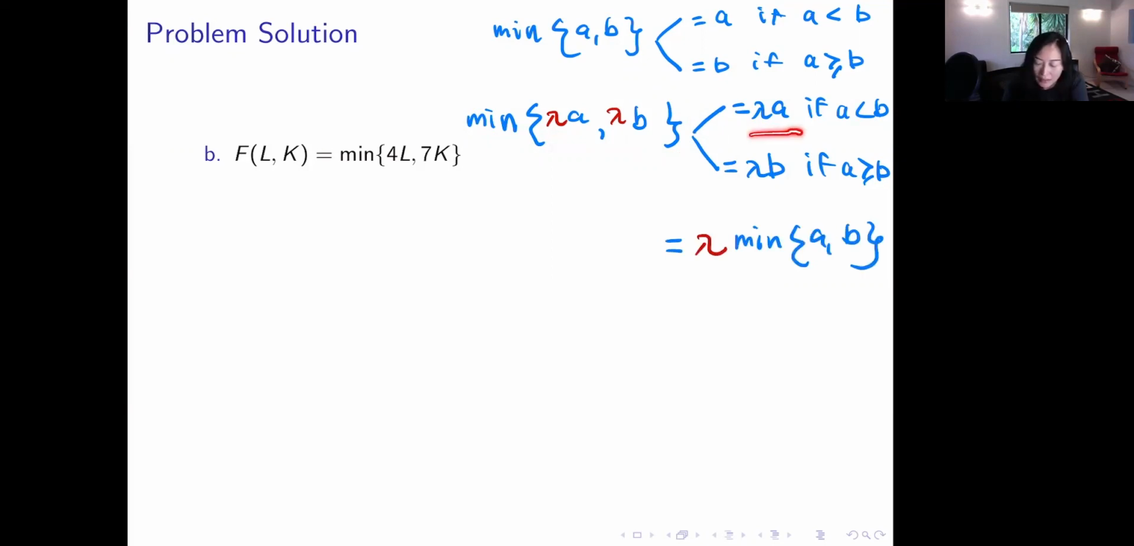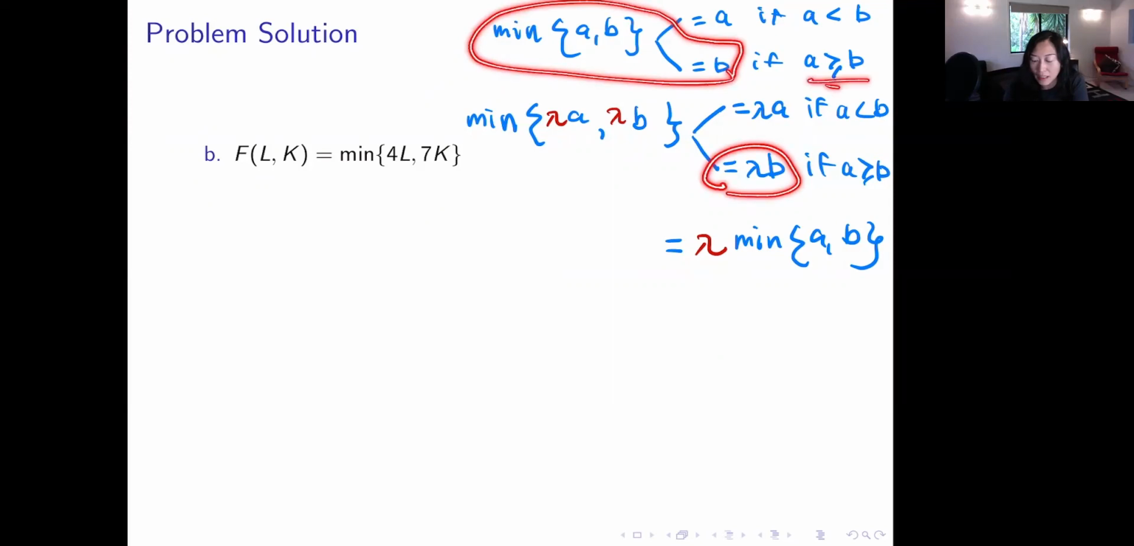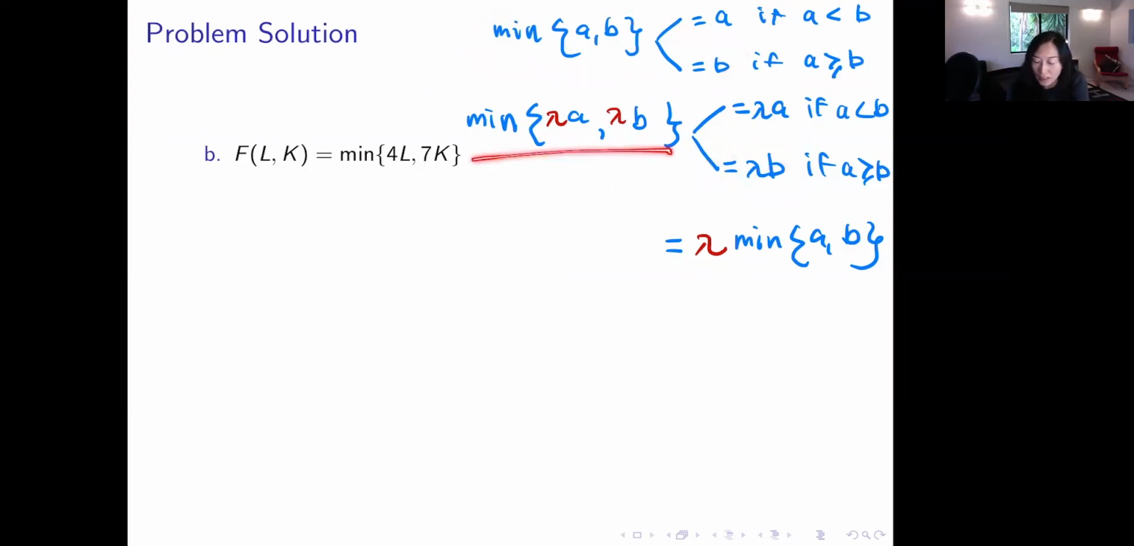Because lambda A is lambda times the minimum of A and B if A is less than B, or it could be equal to lambda B, which is lambda times the minimum of A and B if A is greater than or equal to B. Therefore, this function has to be equal to this function. So you can just take that multiplicative value outside the minimum function. These are equivalent. I just told you why this is the case.